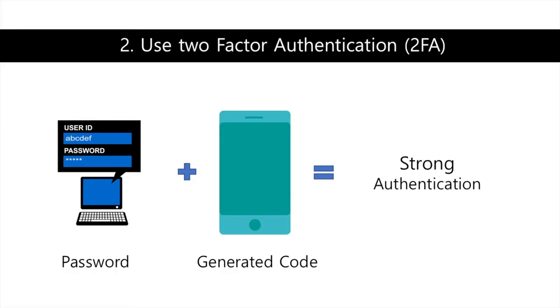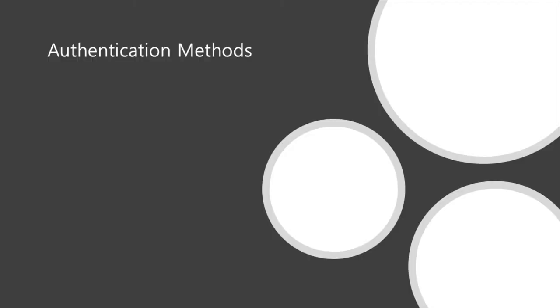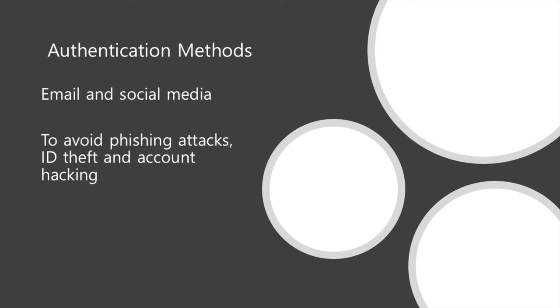2. Use two-factor authentication. Two-factor authentication is the option of having more than one password or key for your account, such as having to enter a password followed by a generated code. Two-factor authentication can be enabled on email, social media, and other tools in a few simple steps. The purpose of two-factor authentication is to avoid phishing attacks, ID theft, and account hacking. Even if someone has stolen your passwords, two-factor authentication will prevent them from accessing your accounts.